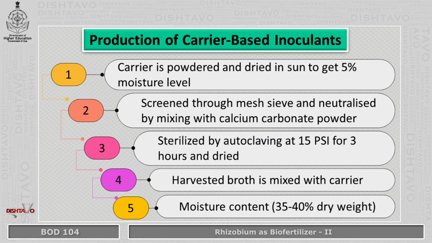Production of carrier-based inoculants. A variety of carriers are used for rhizobial inoculants like peat, lignite, farmyard manure, charcoal powder, etc. Carrier is powdered and dried in sun to get 5% moisture level. The carrier is then screened through mesh sieve and neutralized by mixing with calcium carbonate powder. It is sterilized by autoclaving at 15 psi for 3 hours and dried. The harvested broth is mixed with carrier. The moisture content should be about 35 to 40% dry weight.